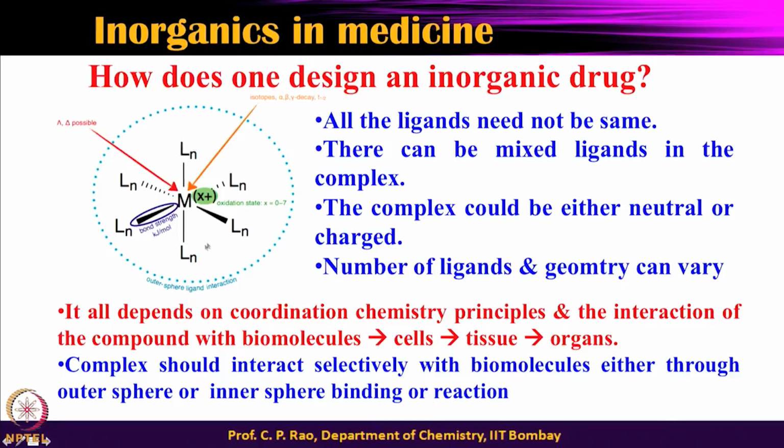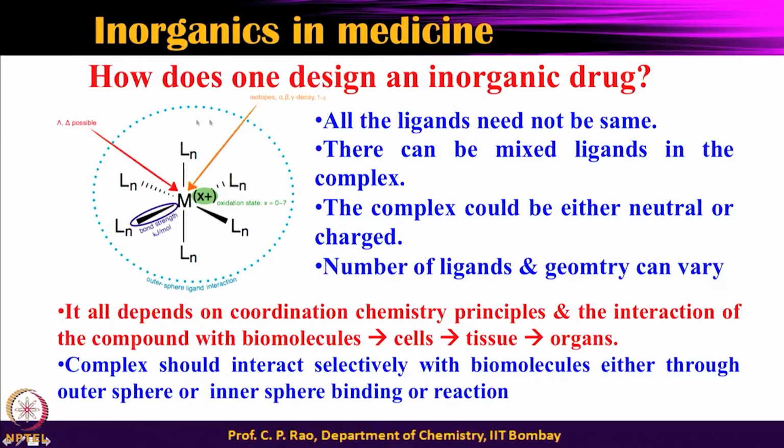It can be the same ligands, it can be different ligands, or it can be two or three different ligands, etc. All of these are possible. It need not be octahedral, it can be tetrahedral, square planar, linear, or trigonal bipyramidal, any kind of geometry, and the number of ligands accordingly. So there is no fixed rule like that. That means you have a plethora of possible inorganic complexes that can be made.